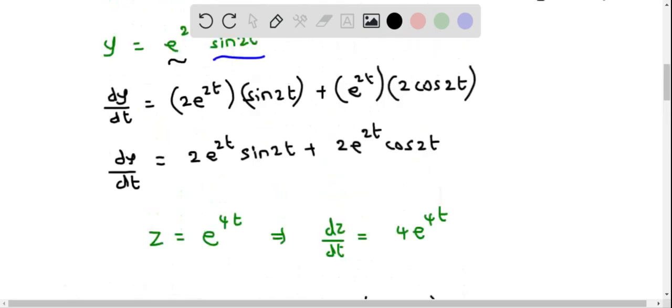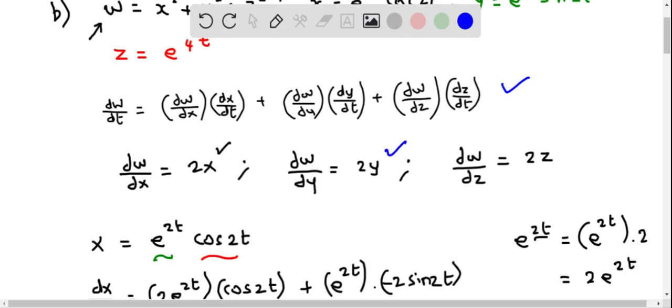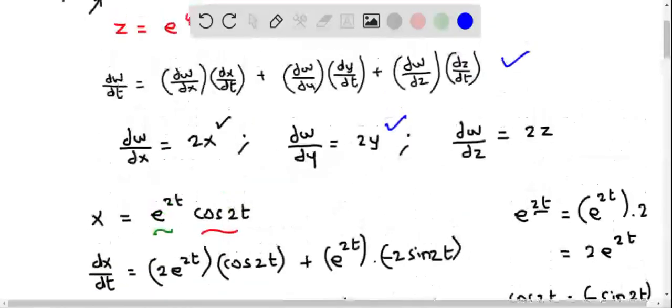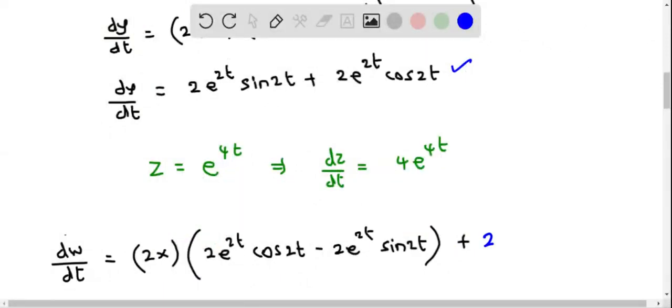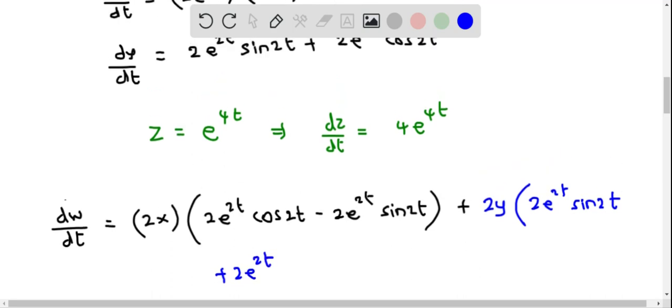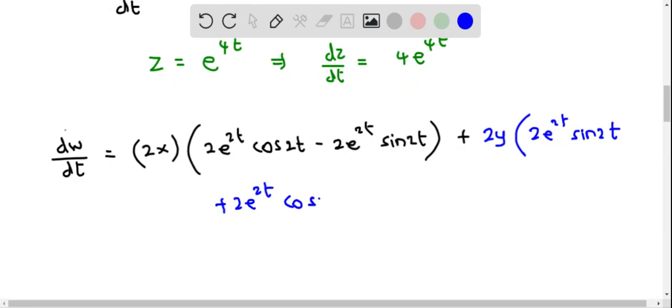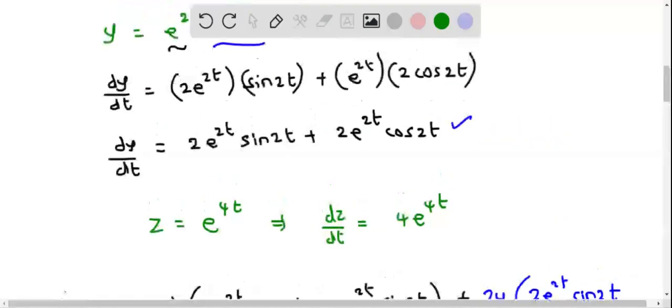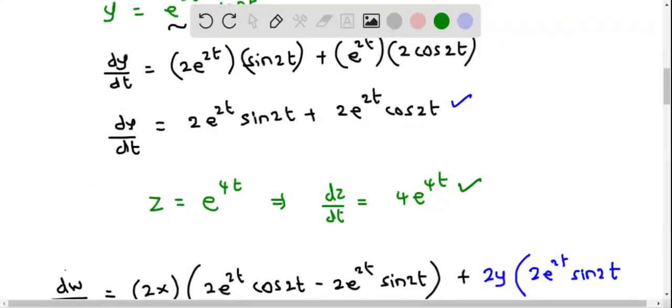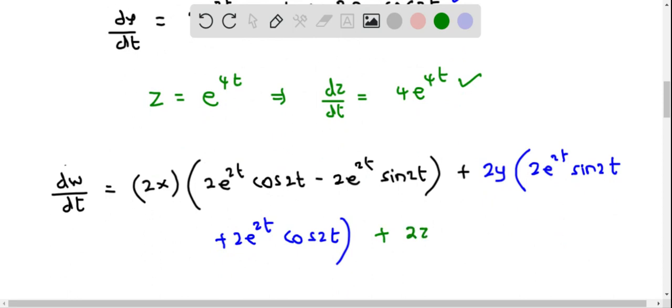Plus, now I have to consider the other product, that is the partial derivative of w with respect to y. So I have to find the product of these two terms, so I put plus 2y times dy by dt, which is 2 e power 2t sin 2t plus 2 e power 2t cos 2t. And then I put the last product, that is the partial derivative of w with respect to z, that is 2z, times this term, so it is 2z times 4 e power 4t.